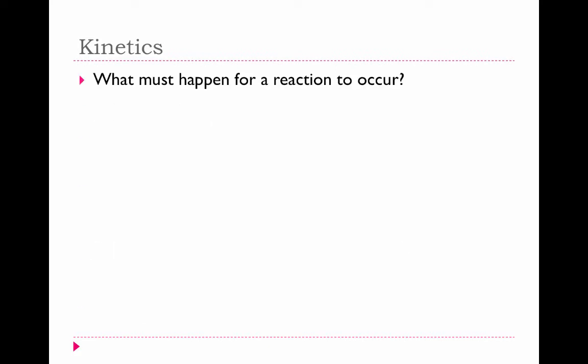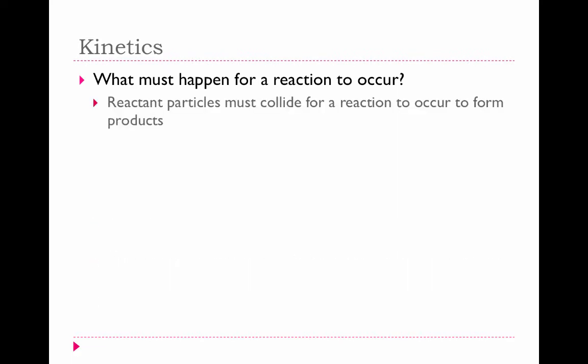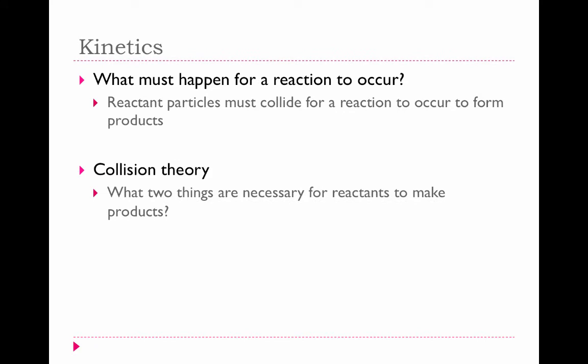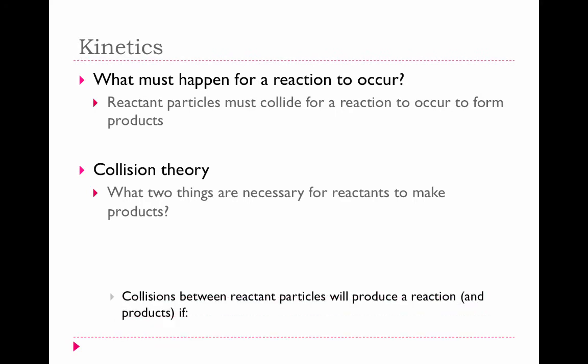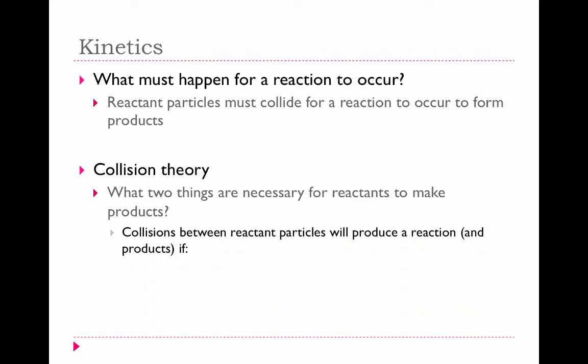So what has to happen for a reaction to occur in the first place? Reactant particles must collide with each other in order for a reaction to occur. So collision theory describes how the collision must take place in order to allow for a reaction to happen. There are two things that are necessary for reactants to make products. Collisions need to occur between the particles to produce a reaction and products.